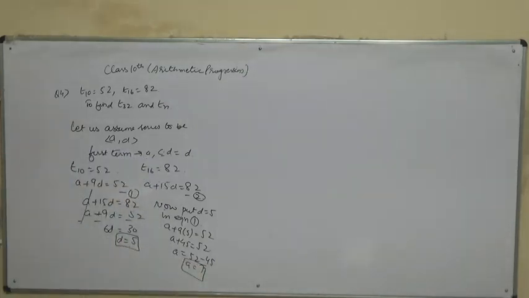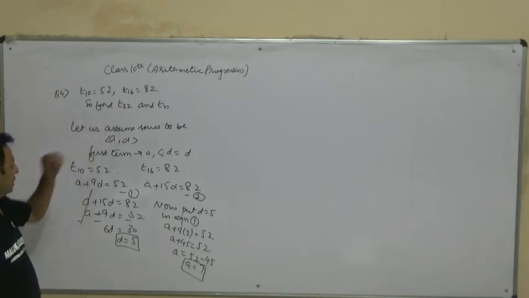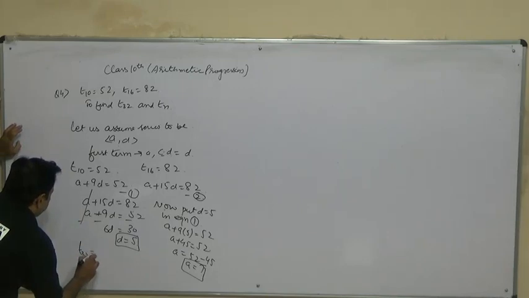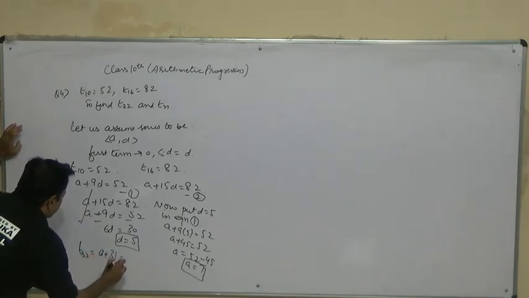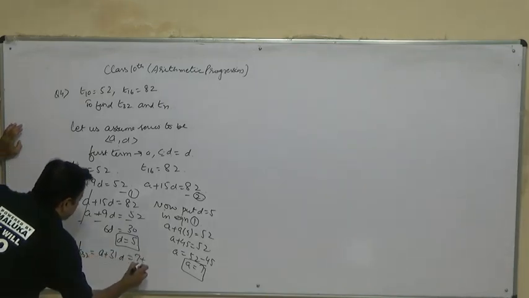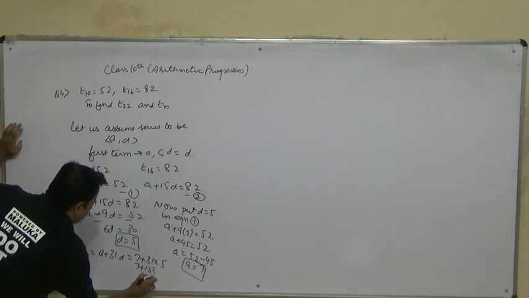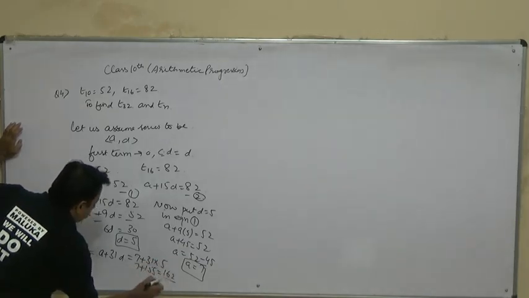So next we want to find T32. So what will be T32? It will be equal to A plus 31D. So 7 plus 31 into 5. 7 plus 155, which is 162.